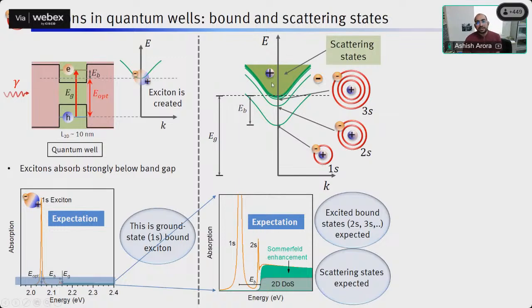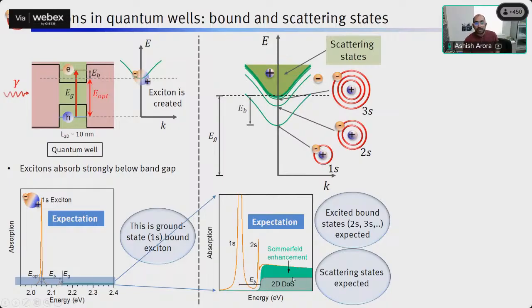What about the scattering states? The theory tells me that due to this Coulomb scattering, the effective absorption cross section rises, also called Sommerfeld enhancement. And this cross section, which is beyond the band gap of the material, is supposed to be a 2D, like a step-like function, because in the theory, the absorption in two dimensions is a step-like function, also called two-dimensional joint density of states, which the absorption follows. But the absorption is enhanced due to the Coulomb enhancement.